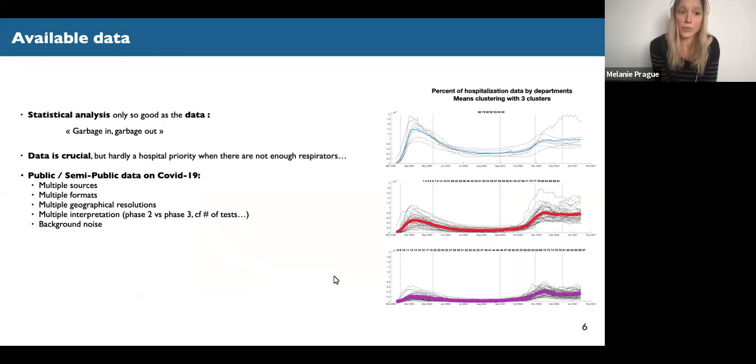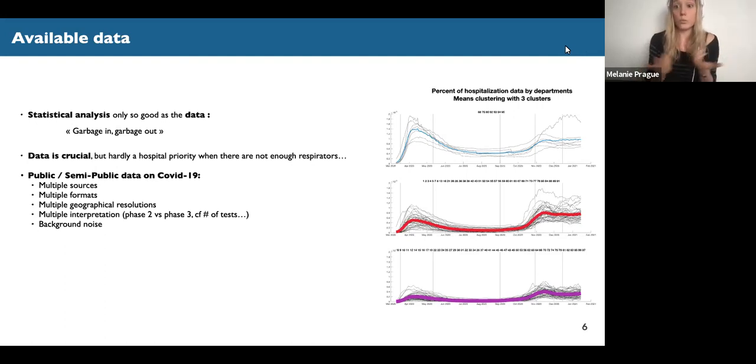The thing was really about the data first, because we wanted to do a statistical analysis, and we know that if we have garbage in, we will get garbage out. At the very beginning of the epidemic, and this is still kind of true, there is a very big difficulty in collecting the data and also giving the data to researchers. The data we got were public or semi-public, and they came from multiple sources, with multiple formats, multiple geographical resolutions, and also multiple interpretations. We will see that later.